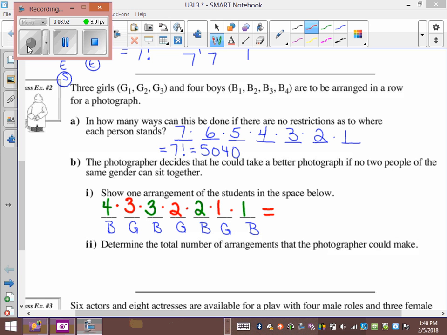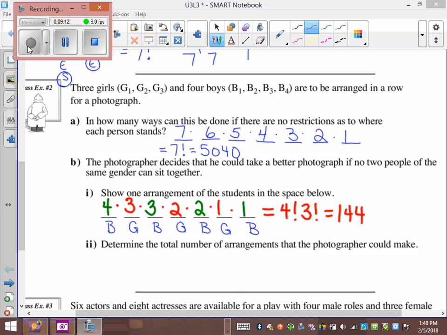So the green ones would actually make 4 factorial, would they not? All the green ones? 4, 3, 2, 1. And the red ones would make 3 factorial. What's that? 144.